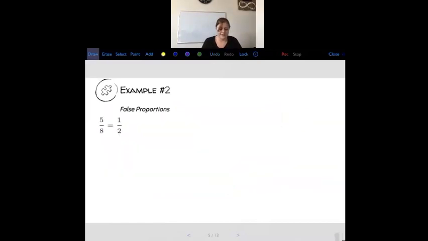Let's just show a quick example of a false proportion. Okay, so a couple of things here. You could multiply by 5, but if you take 2 times 5, you would actually get 10. So this is not a true proportion. Okay, the other thing is if you were to cross multiply, 5 times 2 is 10.